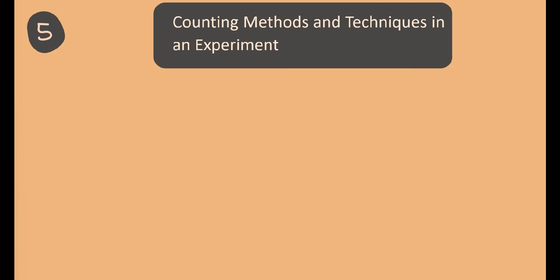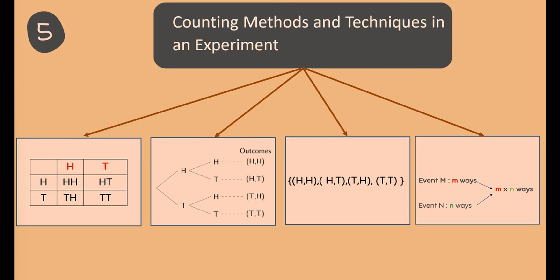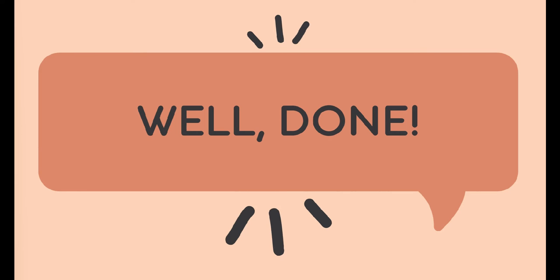The next concept is, how do we determine the possible outcomes of the sample space? Okay, very good. So we can determine the possible outcomes of the sample space through a table, tree diagram, systematic listing, and FPC, or the fundamental principle of counting. Okay, well done. I am very happy that you were able to recall important concepts in statistics because these concepts play an important role in our topic for today.